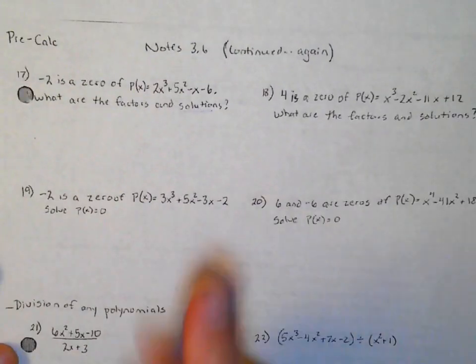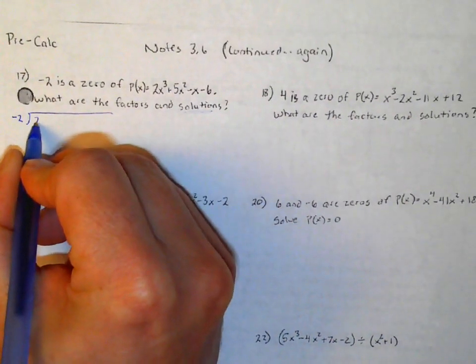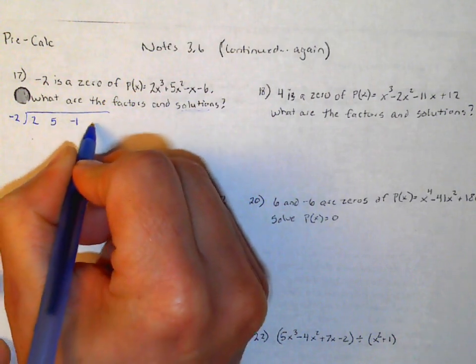First of all, is negative 2 a 0? Let's divide it out and see. So 2x to the third, 5x squared, negative 1, and negative 6.